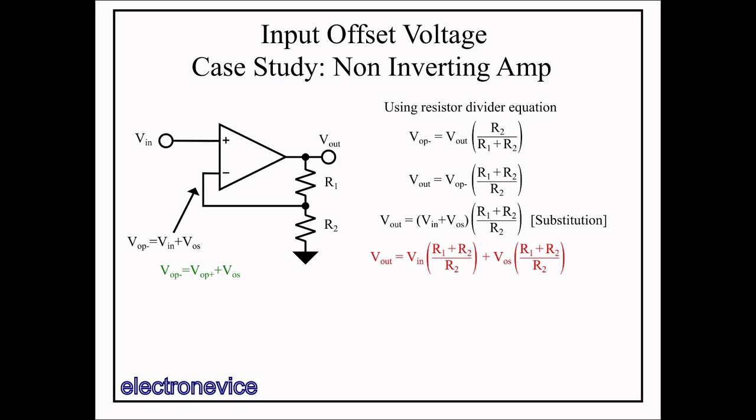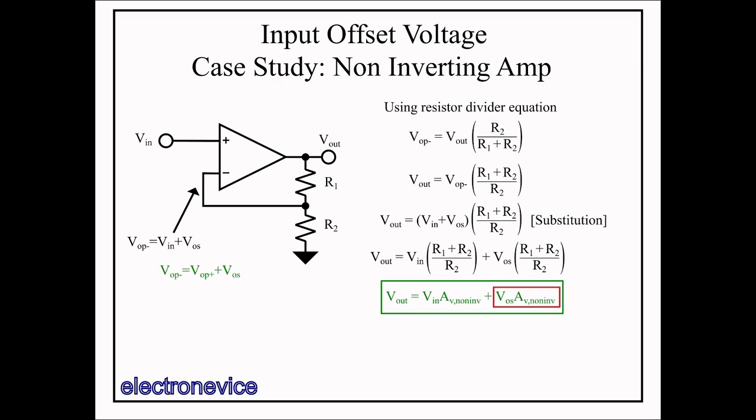I separate it out this way, even though they have the same coefficient, to emphasize the difference between the ideal case and the non-ideal case. In the ideal case, Vout is just Vin multiplied by the non-inverting gain, (R1 plus R2) over R2. With V offset, we add this additional term, the offset voltage multiplied by the non-inverting gain.